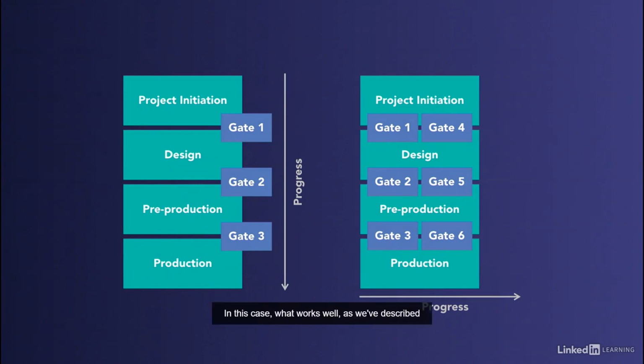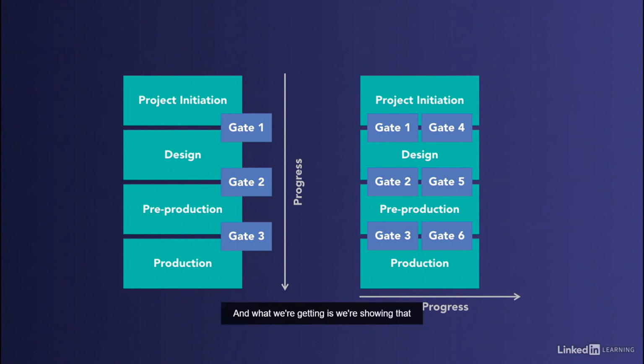In this case, what works well, as we've described a few times with Agile already, are projects and products that can be done in an iterative fashion, or where the design evolves over time based on input from your customer and input from other sources. So if we take that scenario, and if we start at project initiation or we start our project up, time, as shown here, will move to the right. Progress will move to the right.